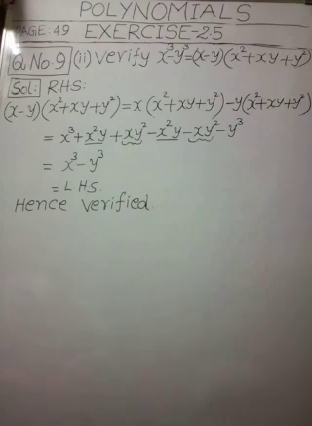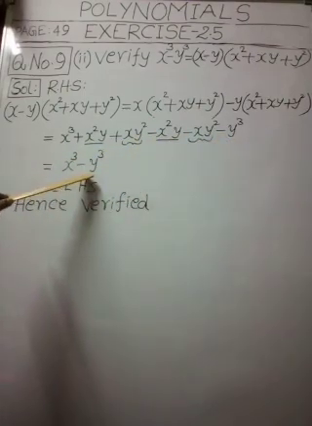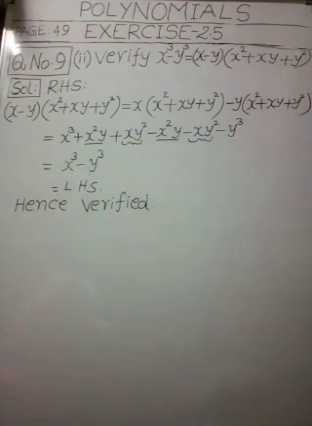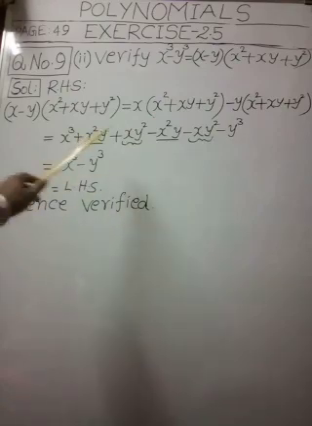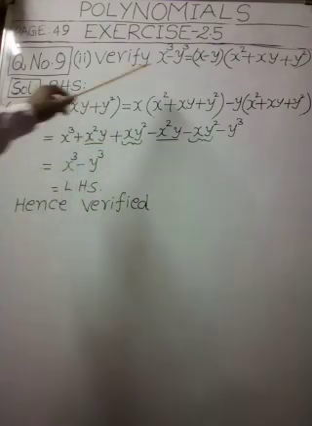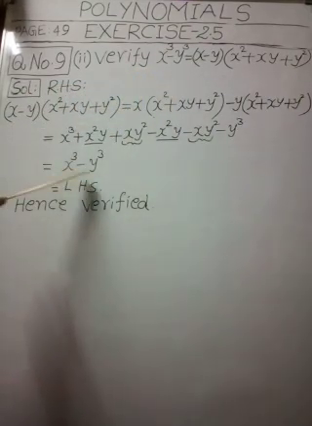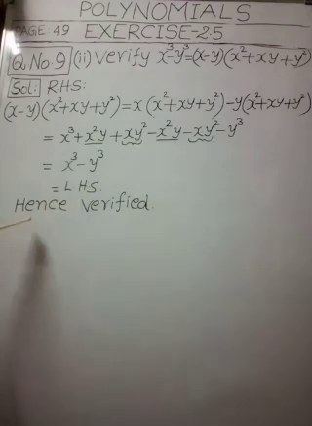And finally, what are the terms left here? x cube and minus y cube. Only x cube minus y cube terms are left here after simplification. Understood, my children? Now, if you observe, this is the LHS of the given statement. Hence, we can say that the given statement is verified.